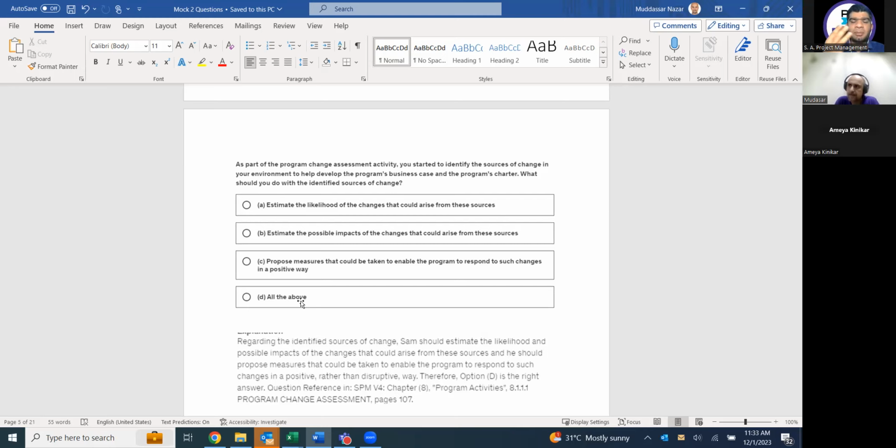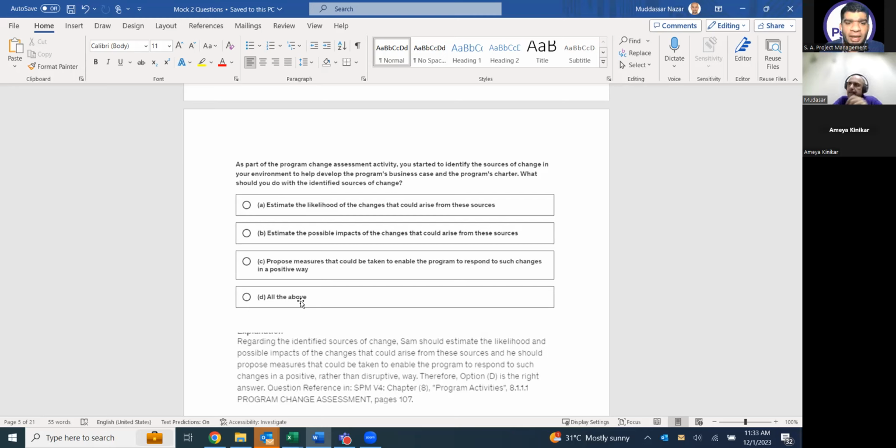What is the meaning of analyzing the risk? Risk is equal to probability into impact. What is the probability? What is the impact of that thing? And then accordingly, I will make the risk management plan. So here what he is saying, what should you do with the identified sources of change? Sources of change, just consider them as a risk, because if it occurs, it will damage me.